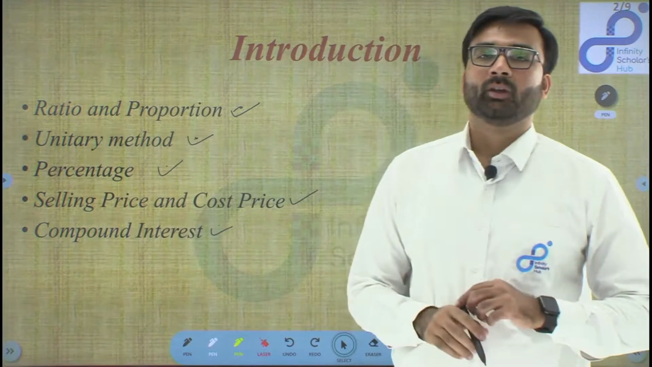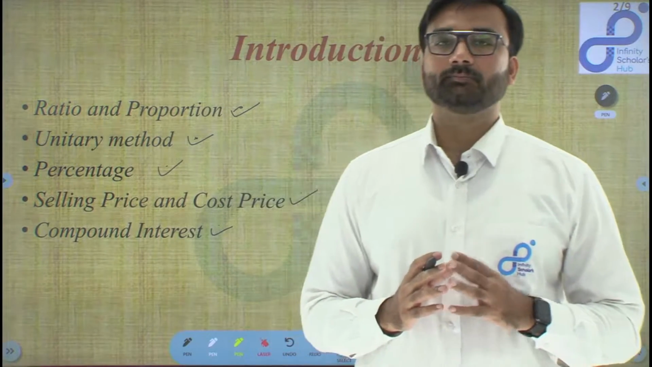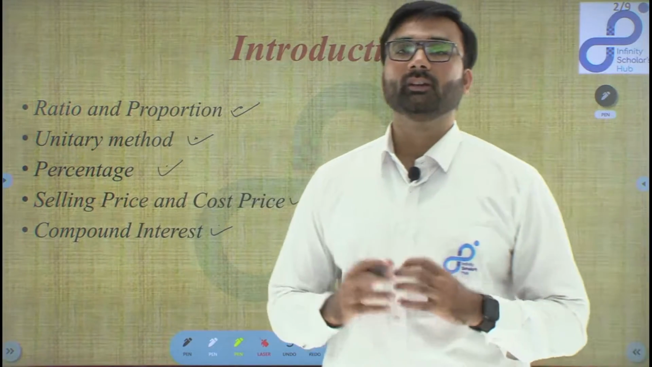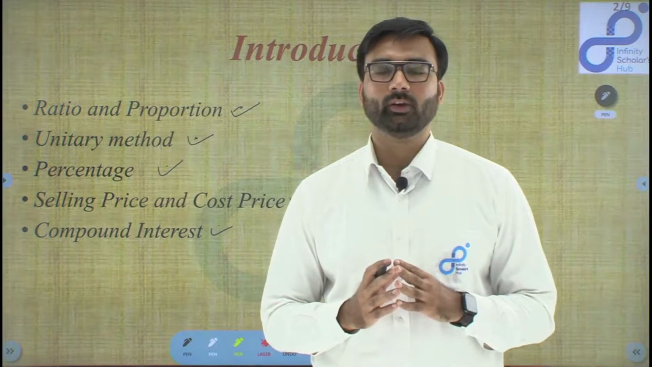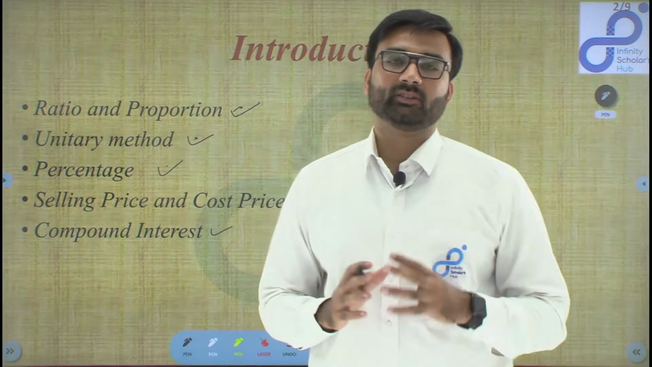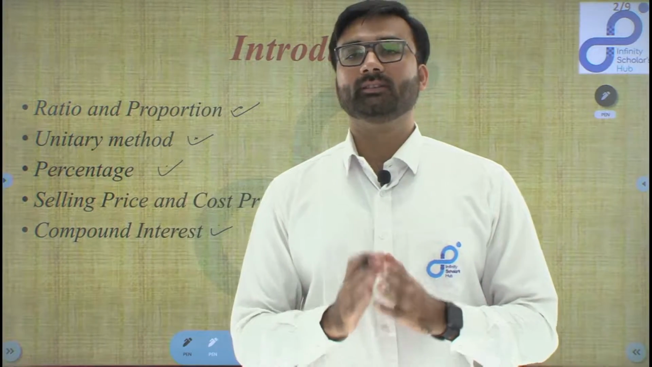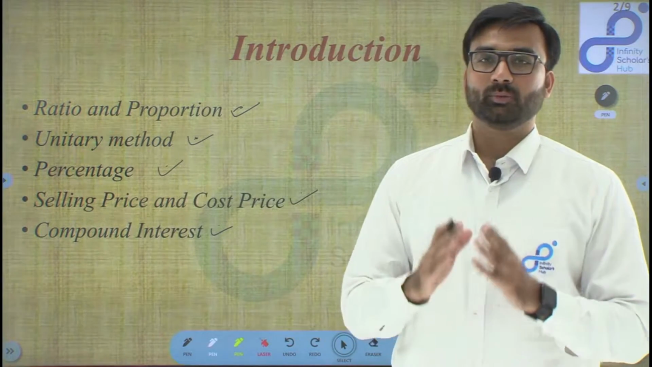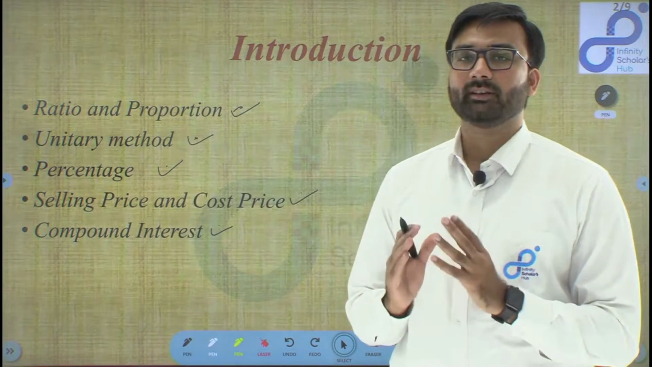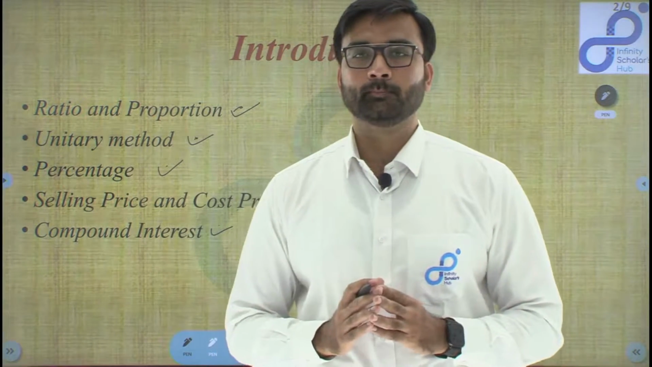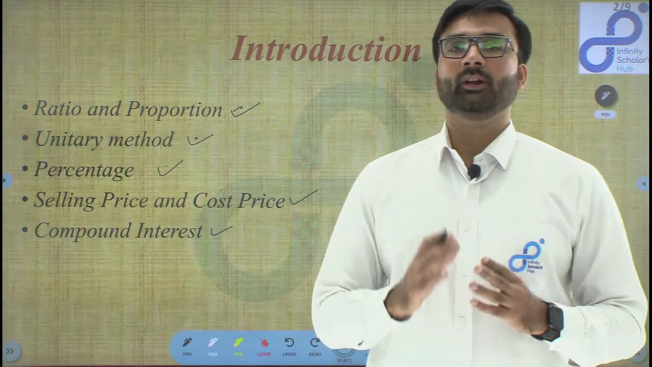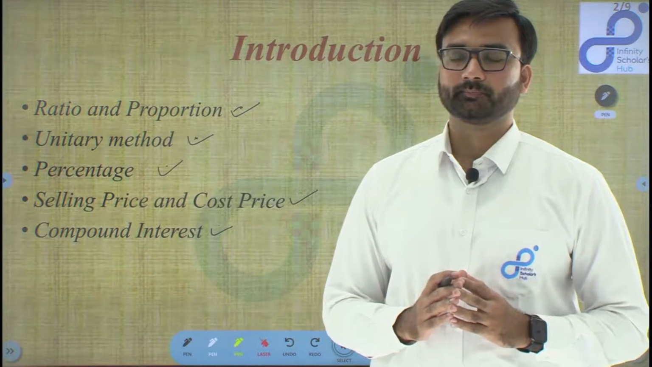Now see, when you talk about ratio and proportion, what we are doing over here, we are actually comparing two quantities. Okay, see, there are two ways of comparing. One is comparison by subtraction and the other one is comparison by division. So basically the comparison by division is called what? It is called ratio.